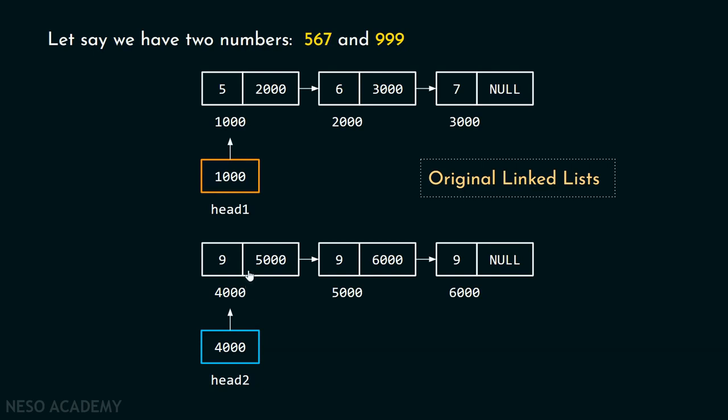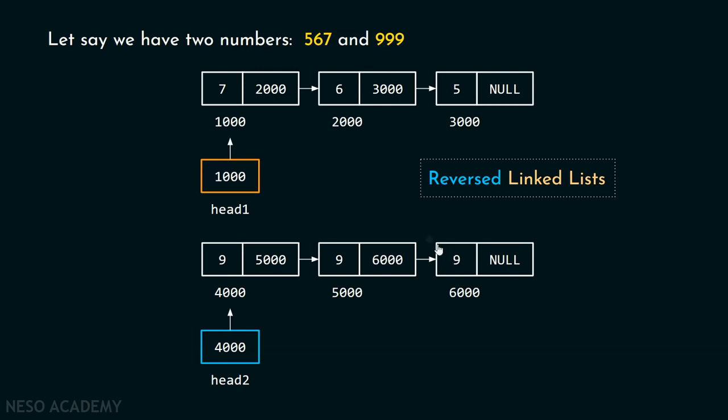Now, after this, we need reversed linked lists. Obviously, we have to reverse these linked lists, and this is how the reversed linked lists look. You can see that the reverse of 567 is 765, right? And this is the reversed linked list of the number 999. Obviously, this will be 999 only, right?